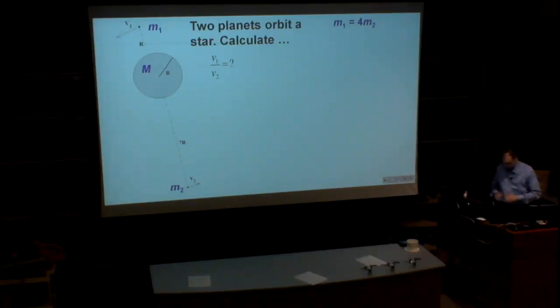Okay, let's do it as a review of everything we just said. So we know that the speed of a satellite is defined by the mass of the central object and the distance from the center of the central object to the satellite. And if we need to calculate this ratio, we just have to write the expression for the speed twice.